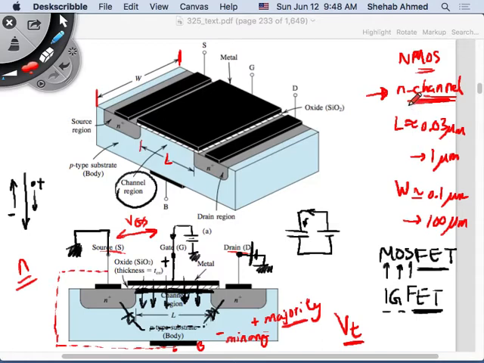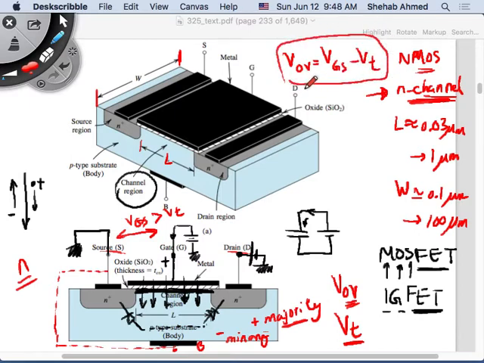And then I had to make sure that my gate to source voltage was greater than a certain threshold voltage. How much greater? That is called the overdrive voltage. Like when you overdrive your car. We will introduce overdrive voltage later. Overdrive voltage is basically how much above the threshold voltage you are applying. So V_OV is equal to V_GS minus V_threshold. It's how much additional voltage you have applied above the threshold voltage needed to start creating this channel.